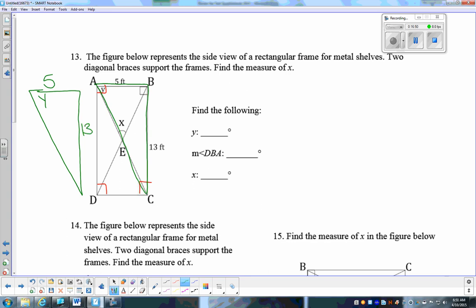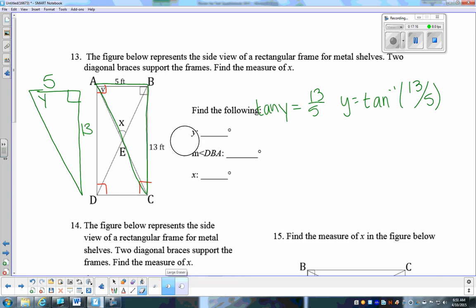I'm looking for an angle measure, and I have a right triangle. So I know I can use trig, because I know that the tangent of y is 13 over 5. So y is going to equal the tangent inverse of 13 over 5. And the tangent inverse of 13 over 5 gives me 69 point, no wait, it's not 69, sorry. Okay, tangent inverse of 13 over 5 is 68.962 degrees. So this angle right here is 68.962.